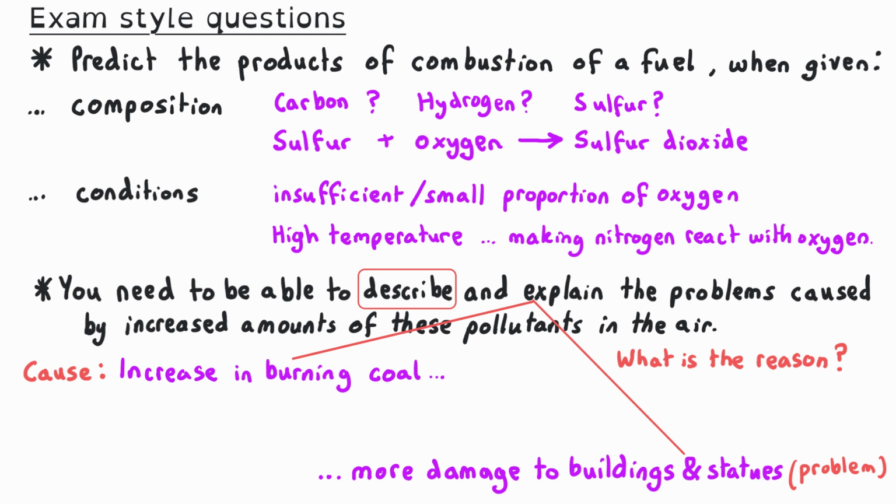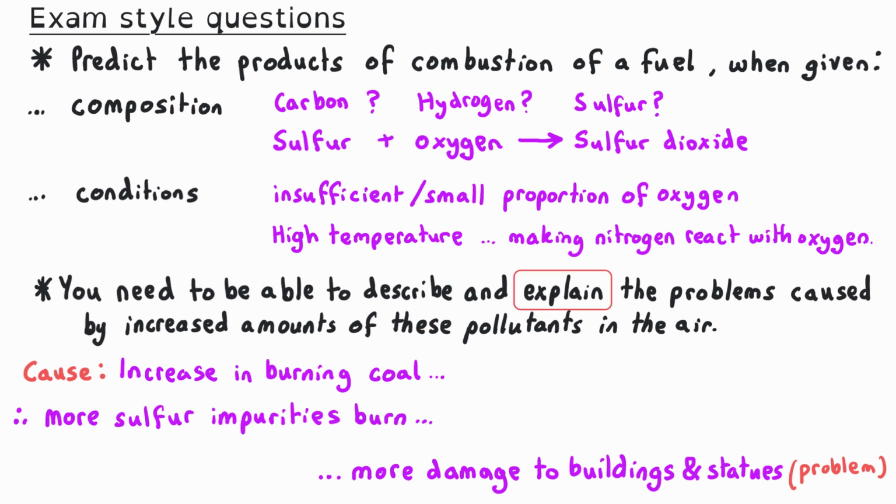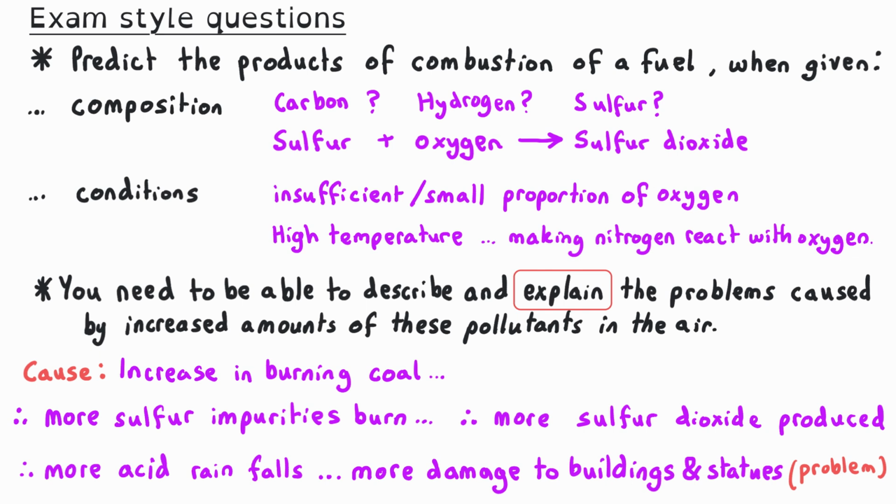So an increase in burning coal will result in more sulfur impurities within the coal from burning and reacting with the oxygen. And so therefore more sulfur dioxide will be produced. And as a result of producing more sulfur dioxide, we will get more acid rain forming and more acid rain falling from the sky, and so therefore more damage to buildings and to statues. During my description and my explanation, you'll notice I used comparative language. I was using the word more a lot of the time, and you need to pay attention to things like that when you're answering exam questions.